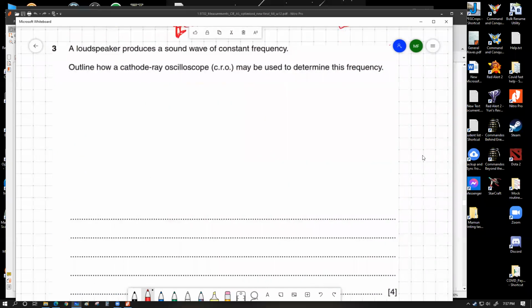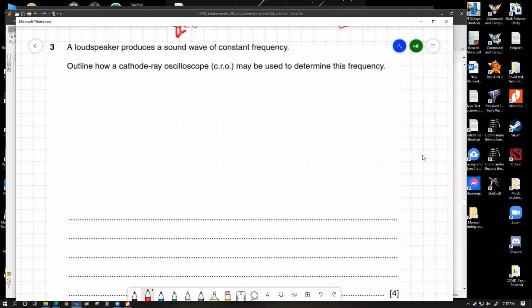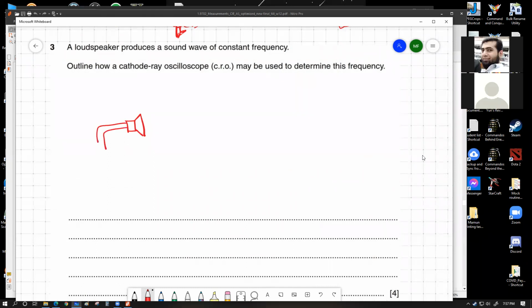So if I was drawing this, I would draw a loudspeaker that is connected to an AC source. Might as well give some switch over here because that would be required.